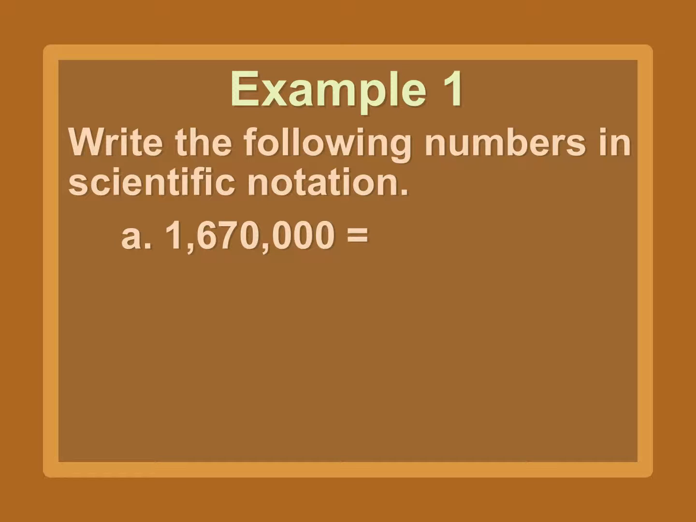So let's start with an example. Let's write the following number in scientific notation. You should have gotten 1.67 times 10 to the 6th. Let's try this one. You should have gotten 5.9 times 10 to the negative 4.